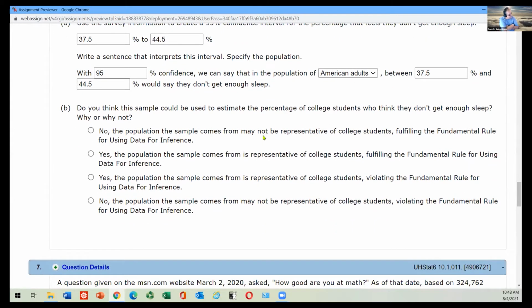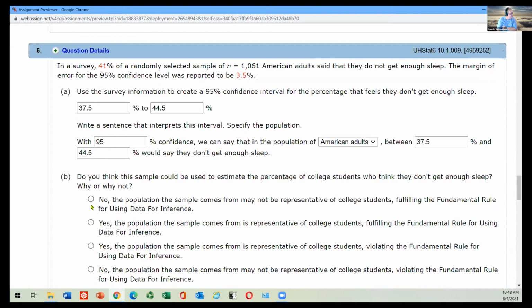And then they finish with, and I like this question, because the first time I looked at it, I got it wrong. And I like questions that catch me. Do you think this sample could be used to estimate the percentage of college students who think they don't get enough sleep? You get 4 choices, 1, 2, 3, or 4. Which one is actually the correct answer?